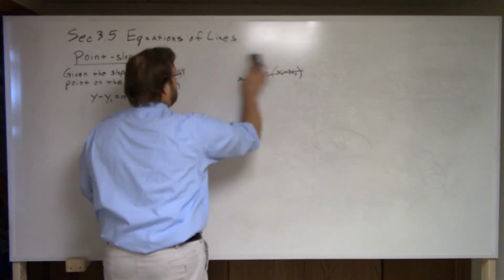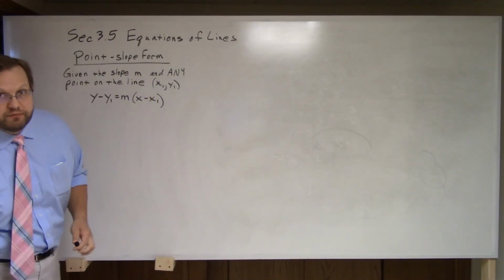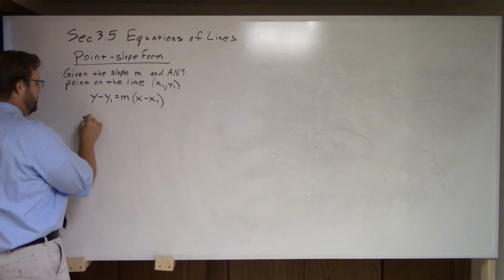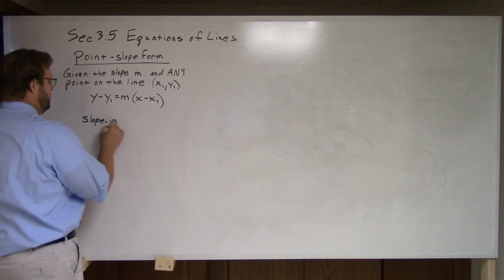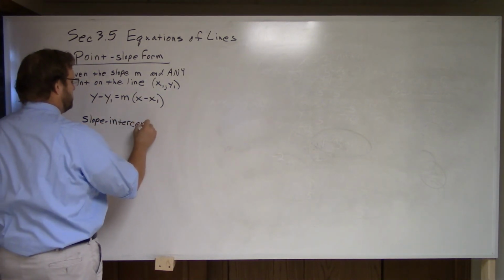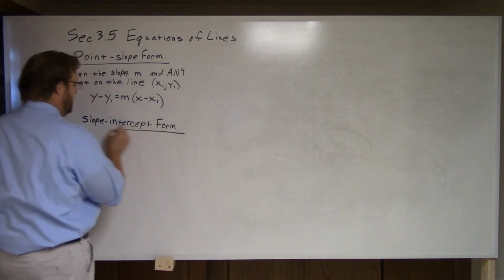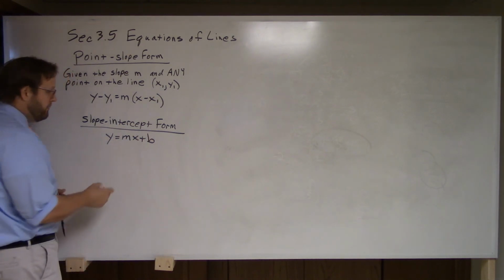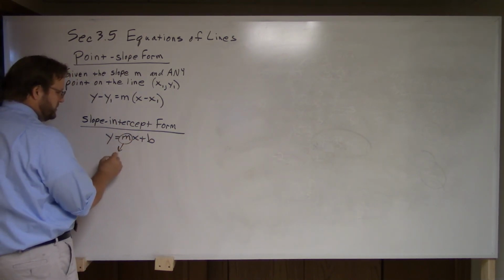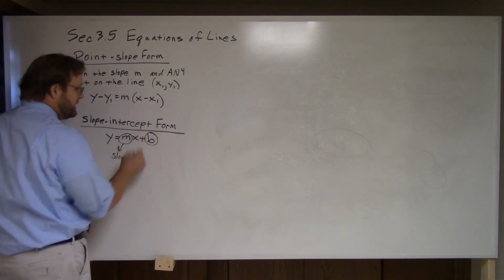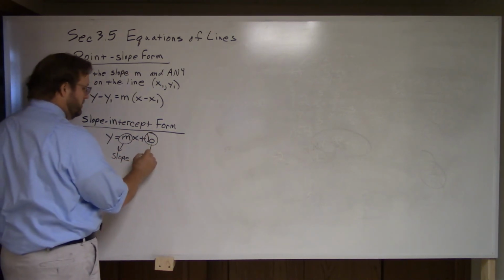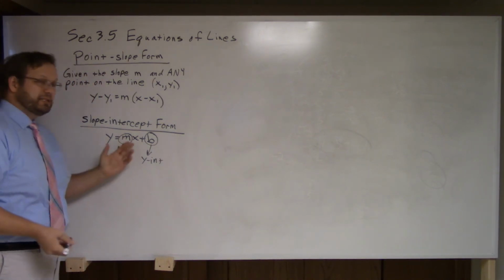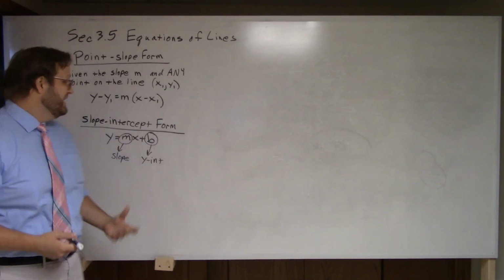Now, let's look at another form of an equation of a line. This form is something we've talked about already, and that is slope-intercept form. And that is your good old y equals mx plus b. And remember, this m, as always, is your slope, and your b is your intercept, but specifically your y-intercept.